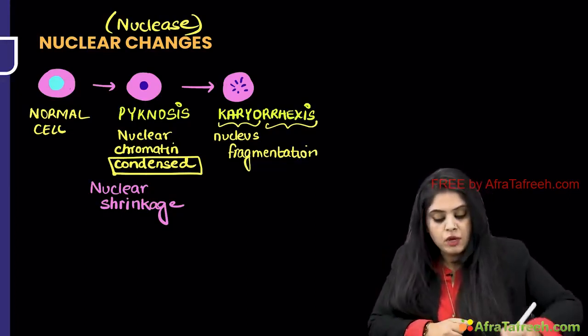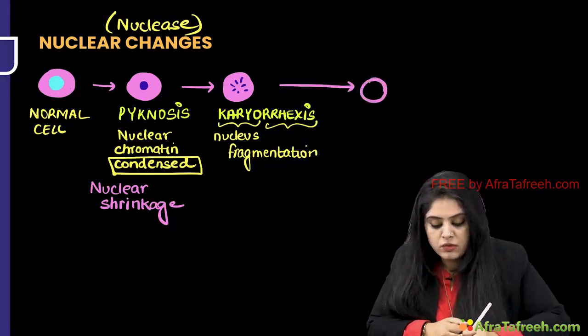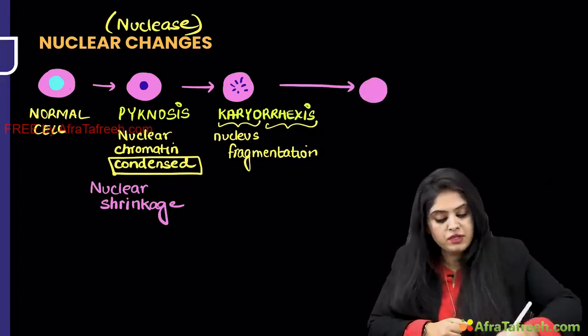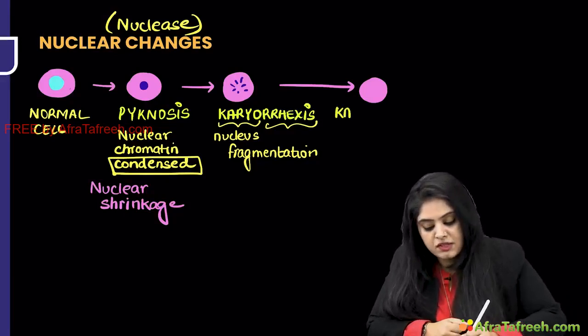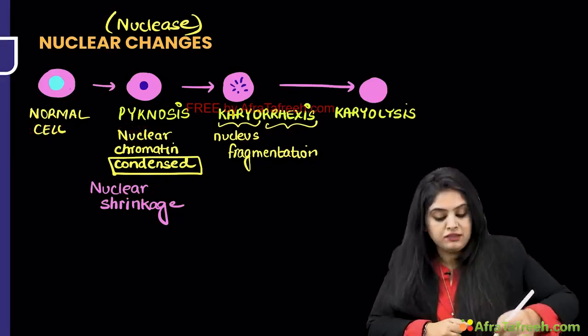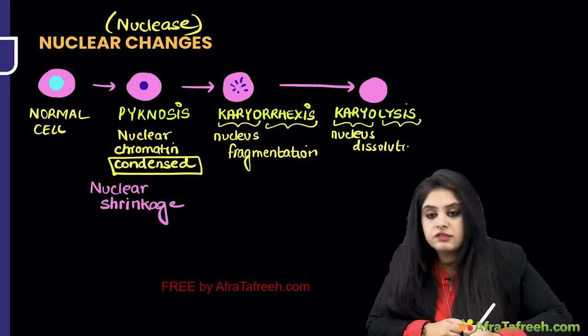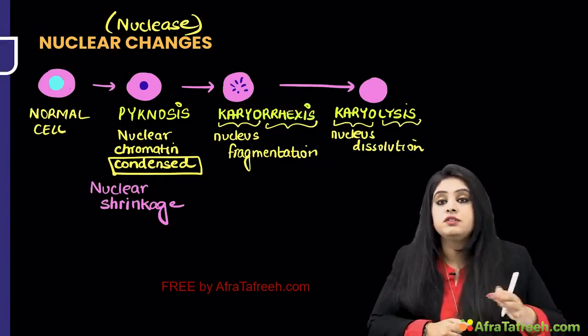And finally, what's the last step that is going to occur? Do you see a nucleus? Am I drawing a nucleus over here? No, I'm not, because the last step is karyolysis. What is karyolysis? Again, karyo means nucleus. And what do I mean by lysis? Lysis means dissolution. The nucleus is going to get dissolved. It is gone.